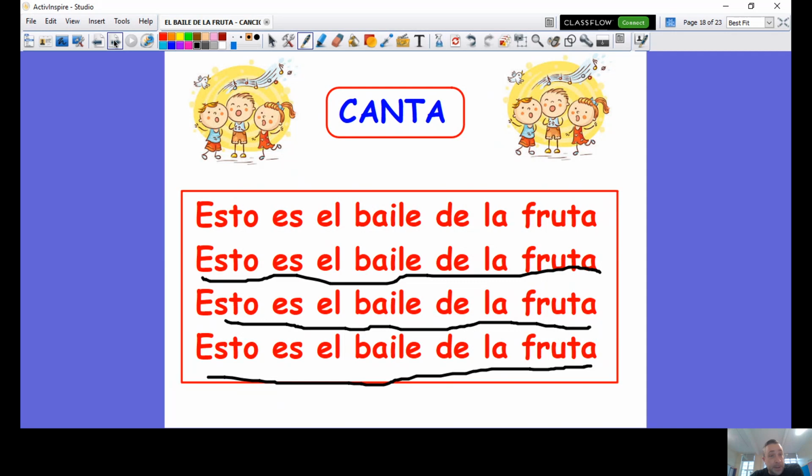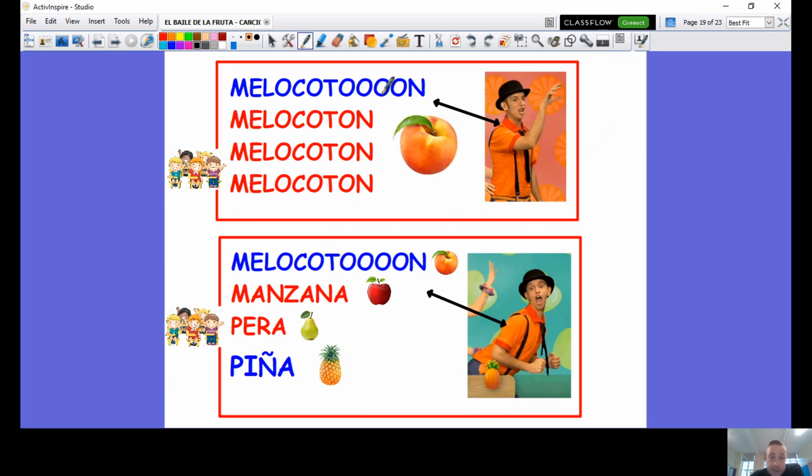I think you can guess what's happening next. Nacho repeats his melocotón, and then we repeat after him. Then he's going to say melocotón, manzana, pera, and he's going to introduce piña. This one, we've got to stick out our bums. So let's pretend Mr. Bell is Nacho.